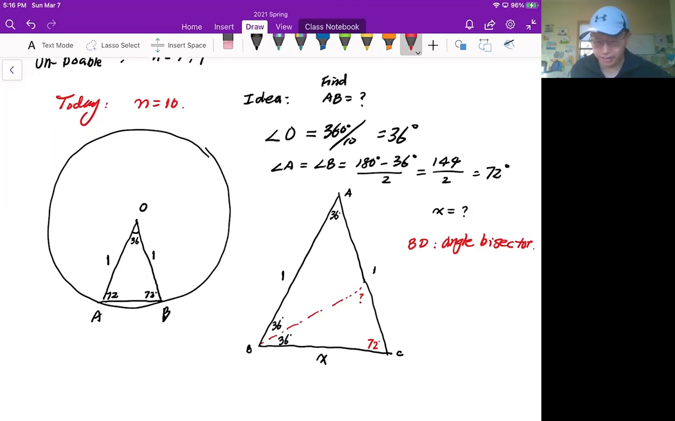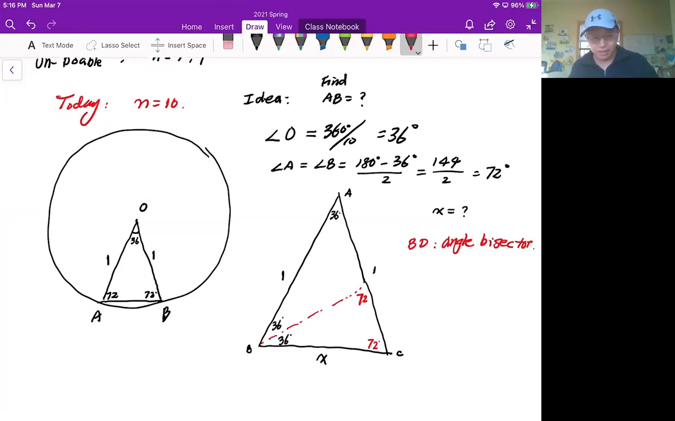The question mark is 72 as well, right? You just use either the triangle sum theorem or the exterior angle theorem, right? 36 plus 36, so this is 72 as well. Cool. And now you have the baseline with a length of x.